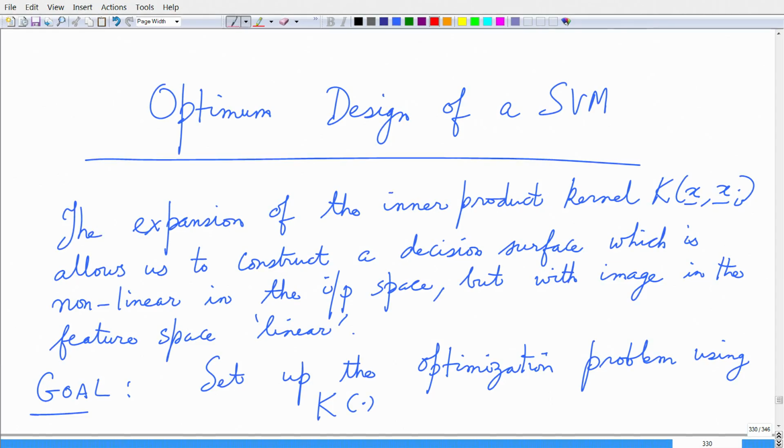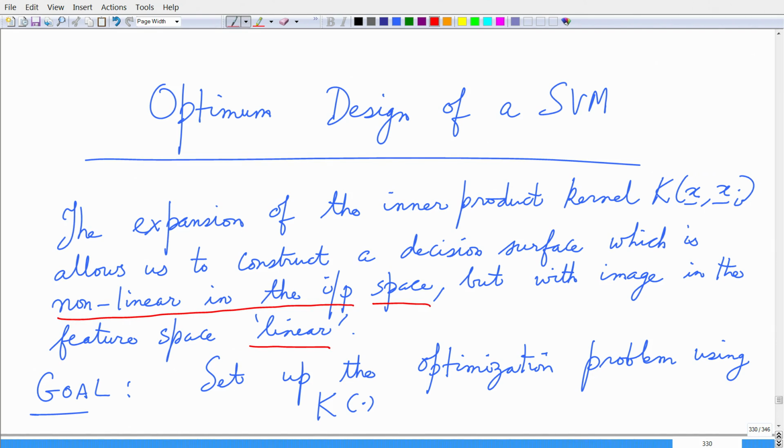So, after having dealt with the inner product kernels, now let us begin our discussions on how to optimally design SVMs using this notion of inner product kernels. The expansion of the inner product kernel K with arguments x and xi allows us to construct a decision surface which is nonlinear in the input space, but with image in the feature space that is linear. This is a very important take home message. So, in the feature space it is linear and it is nonlinear in the input space.